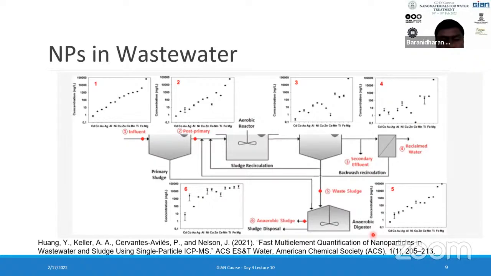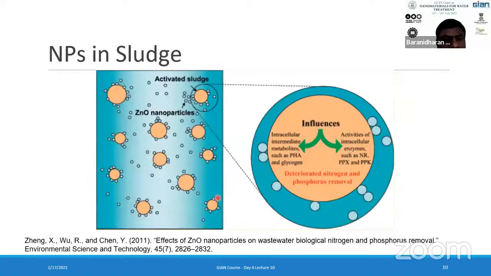But when it comes to the sludge taken out from each and every stage, it was found that the concentration of these nanomaterials or nanoparticles was very high. That conveys that these nanoparticles get into the sludge, and that is a major concern to be looked into. So when they are in sludge, what happens?